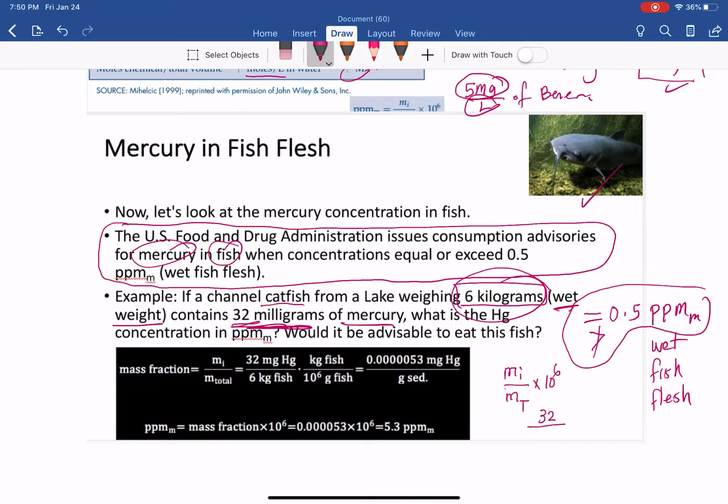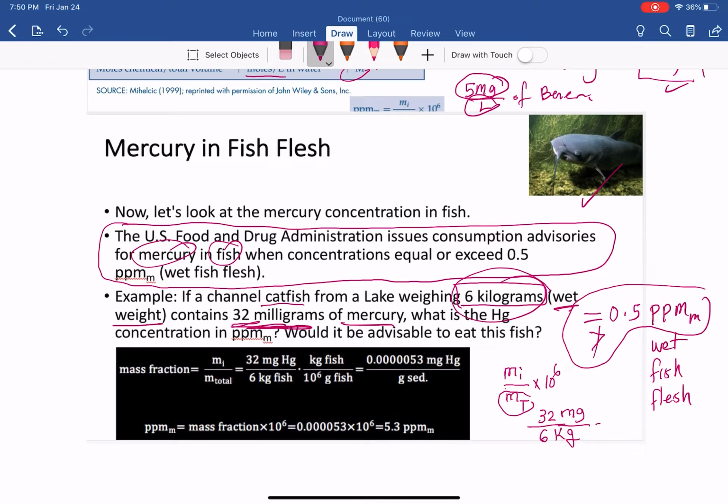The 32 what? You should put milligram. And what is the total mass of that species? It is the fish, 6 kilograms. This is the total mass of the species, the fish. Let's convert milligram into milligram or kilogram over kilograms, up to you.